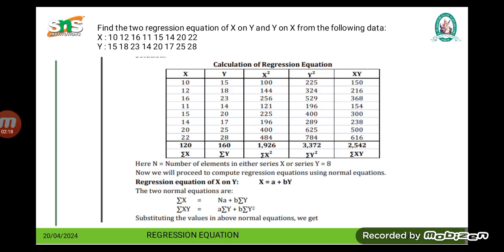My first problem is to find the two regression equations. The x and y values are given. If we add the x values, we will get the value of summation x, that is 120. If we add the y values, we will get the value of summation y. If we square the values of x and add them, we will get summation x square. If we square the values of y and add them all together, the sum will give summation y square. And if we multiply x and y and add them, we will get the value 2542.